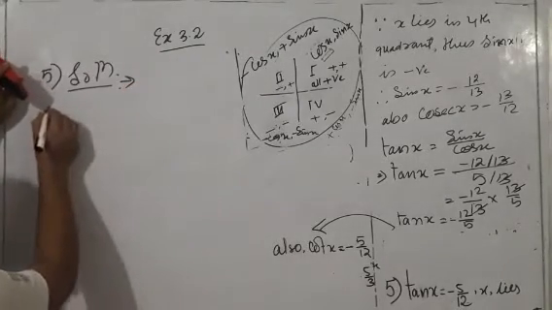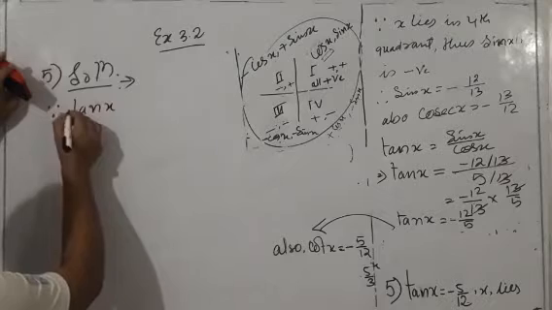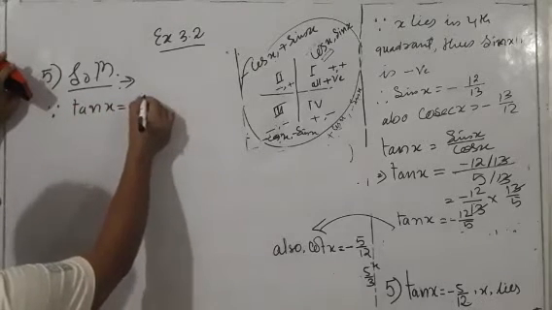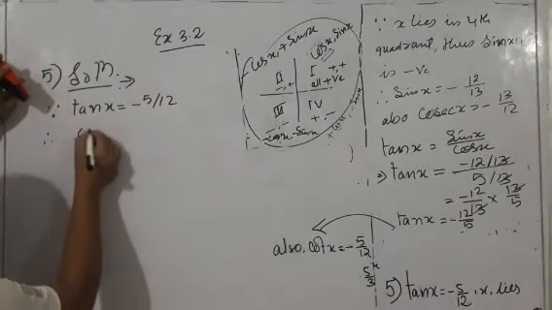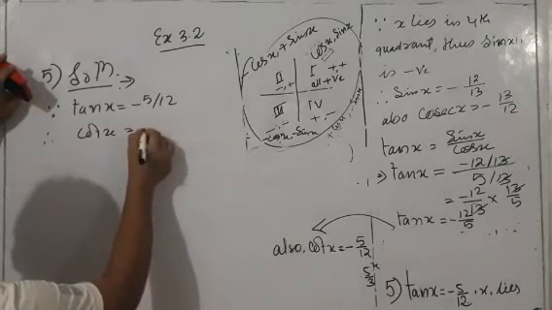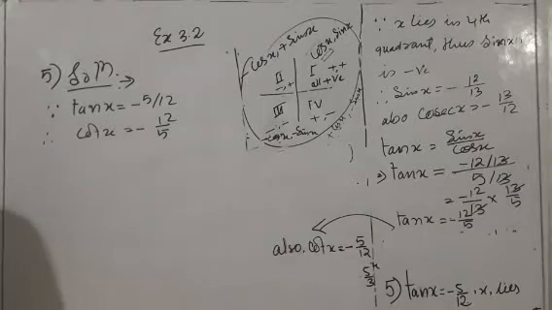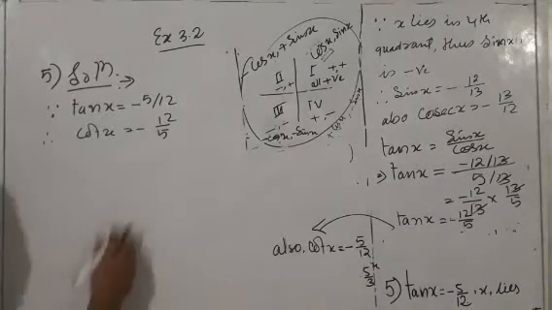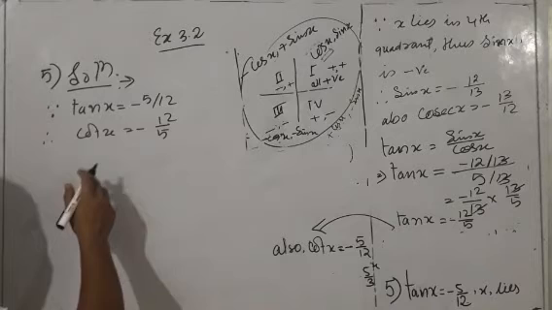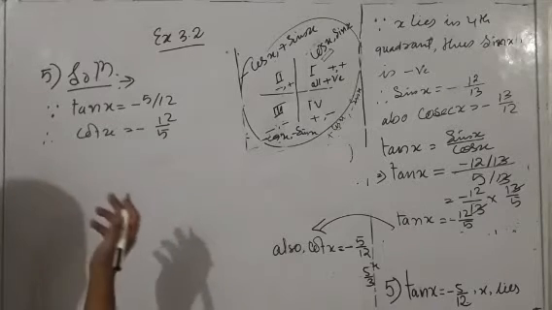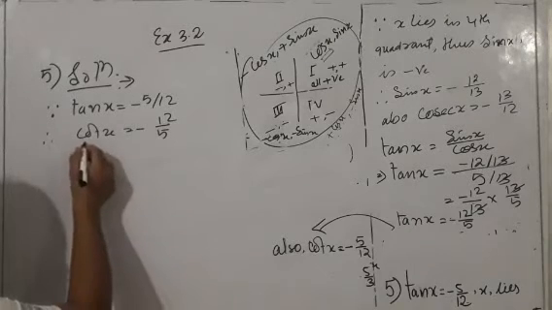So since tan x is equal to minus 5 upon 12, therefore cot x will be just the reciprocal of this, minus 12 by 5. Done? Okay. Now what do we have to do? Now we have to bring the relation of either cot x and cosec x or tan x and sec x. Correct? Okay, let us bring the relation.